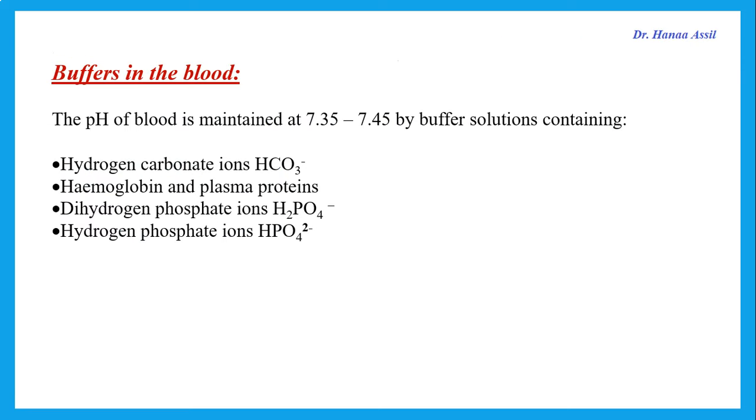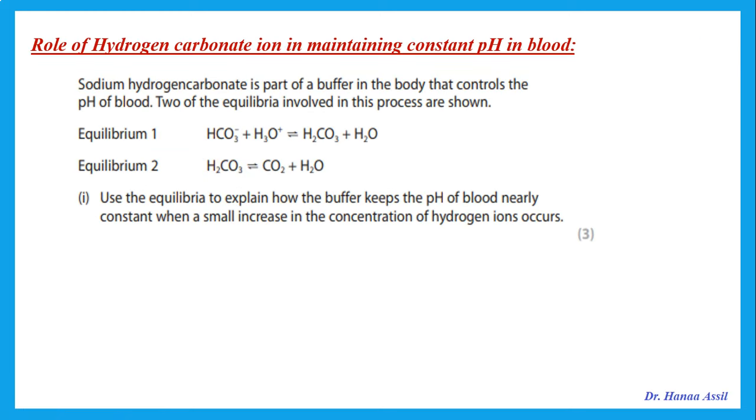Remember that we need to keep the pH of blood constant, so we have buffers in the blood like hydrogen carbonate ions that help to keep the pH constant. You should know the role of hydrogen carbonate ion in maintaining the constant pH. For example, this was a question that said sodium hydrogen carbonate is part of a buffer in the body that controls the pH of blood. Two of the equilibria involved in this process are this. So the hydrogen carbonate reacts with hydronium to give carbonic acid plus water.